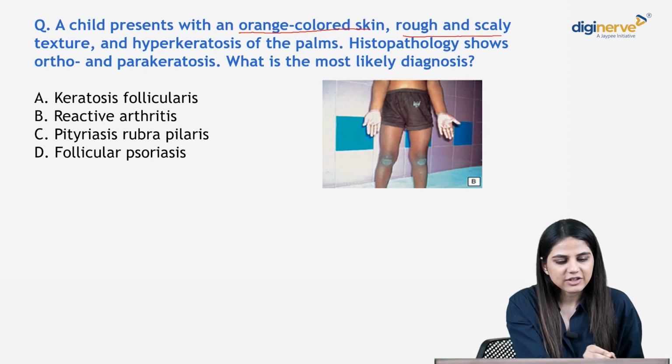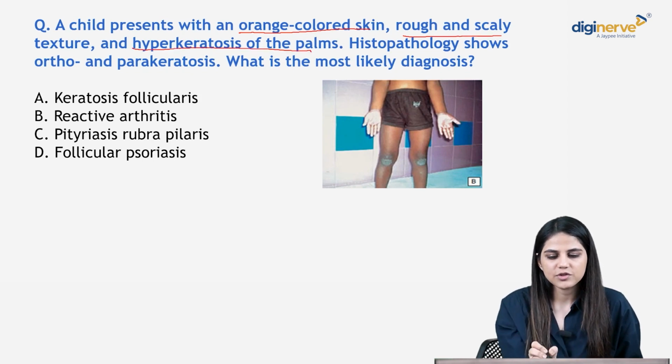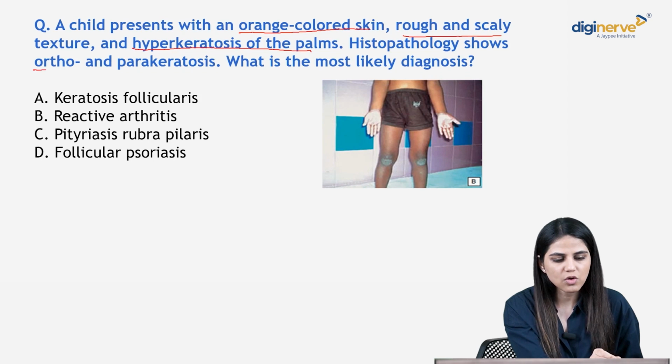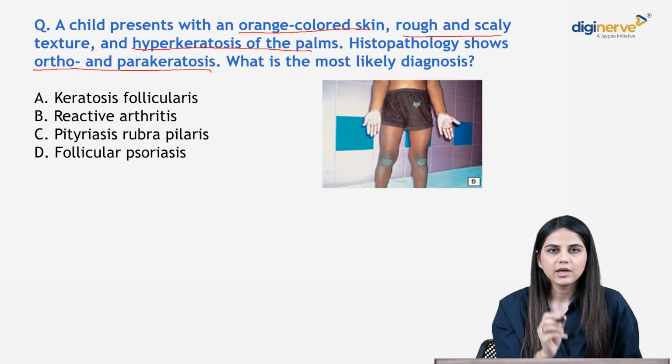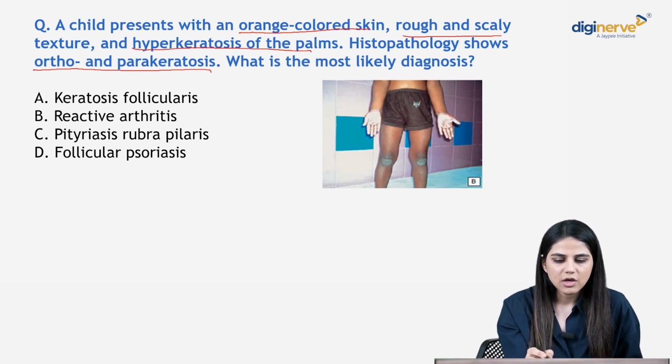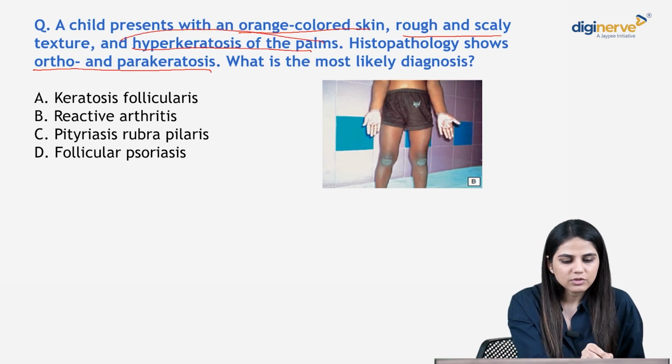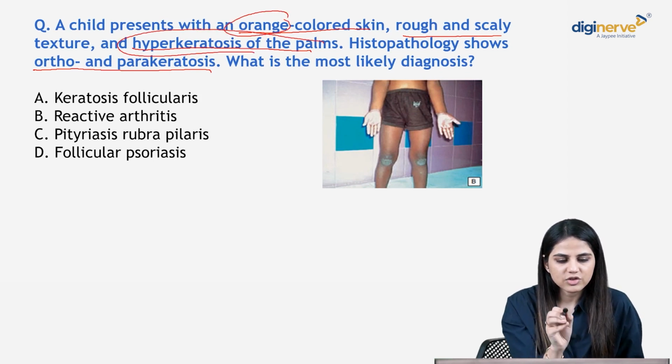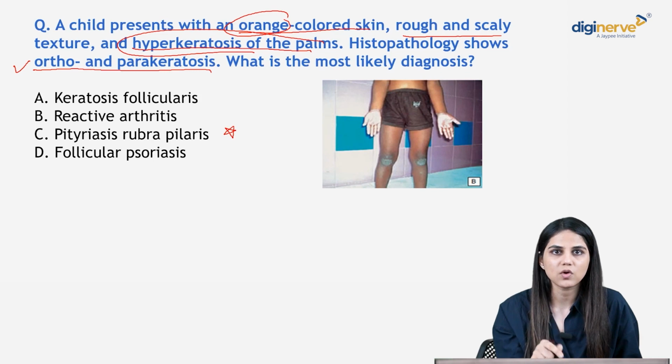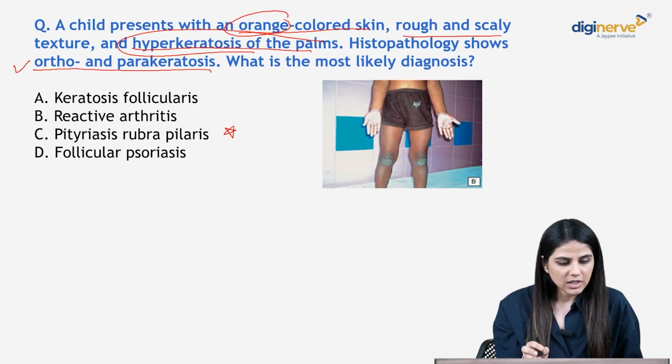Rough, scaly texture, hyperkeratosis of the palm. Histopathology shows ortho and parakeratosis. Very straightforward question. So, hyperkeratosis and the classical orange color with this histopathology points us to pityriasis rubra pilaris, which is a papulosquamous disorder. Remember this.